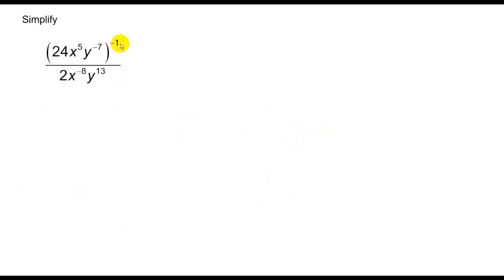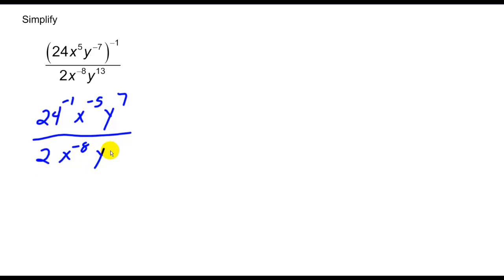In this case, I'm going to use my power of a power. So that's 24 to the negative 1, x to the negative 1, and y to the 7th over 2x to the negative 8th, y to the 13th. I'll then take all the reciprocals I need to take. There's a 24, taking its reciprocal, making the power positive, x to the 5th. Take its reciprocal, make the power positive, keep y to the 7th here.